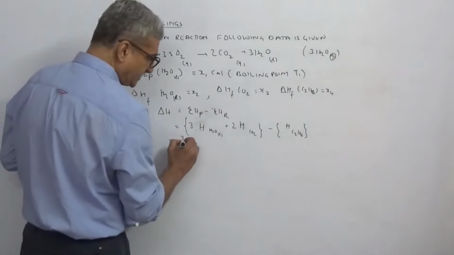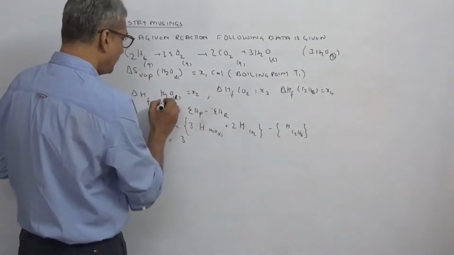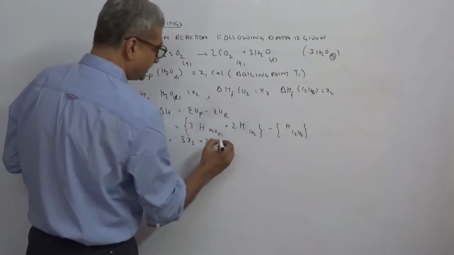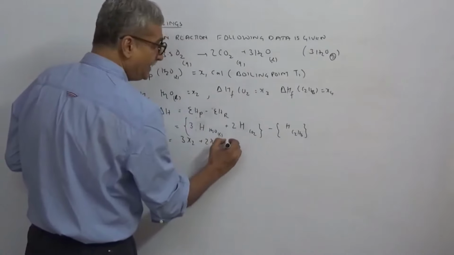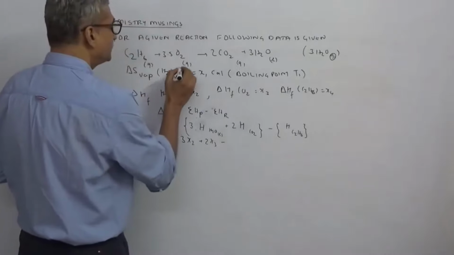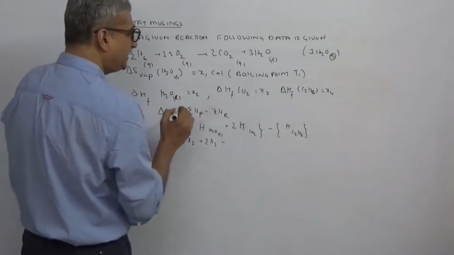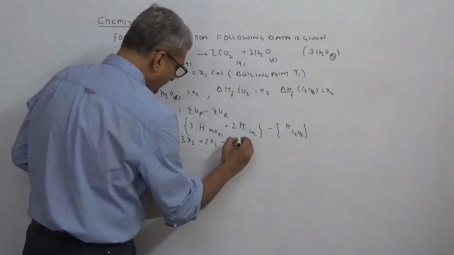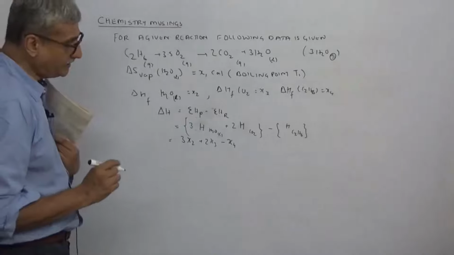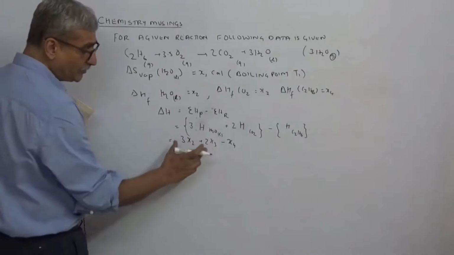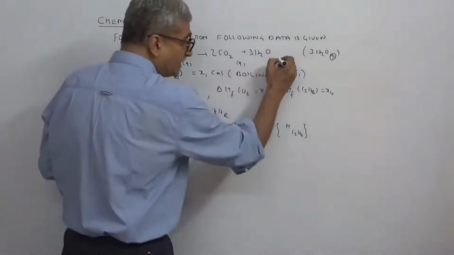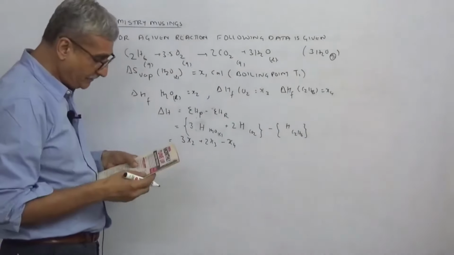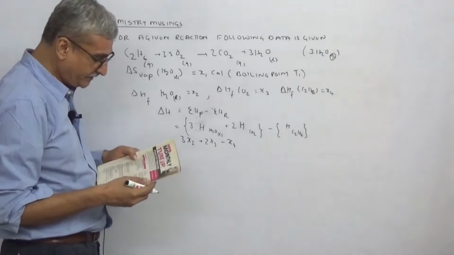Now we have got this much, listen carefully. So this becomes 3 into the enthalpy of water, which is 3 into x2, plus 2 into carbon dioxide, which is x3, minus the value for ethane, which is x4. So you think this is the answer, but understand one thing: the enthalpy of the product here was for liquid, but we are talking about the enthalpy of gas, for which they have given this value.